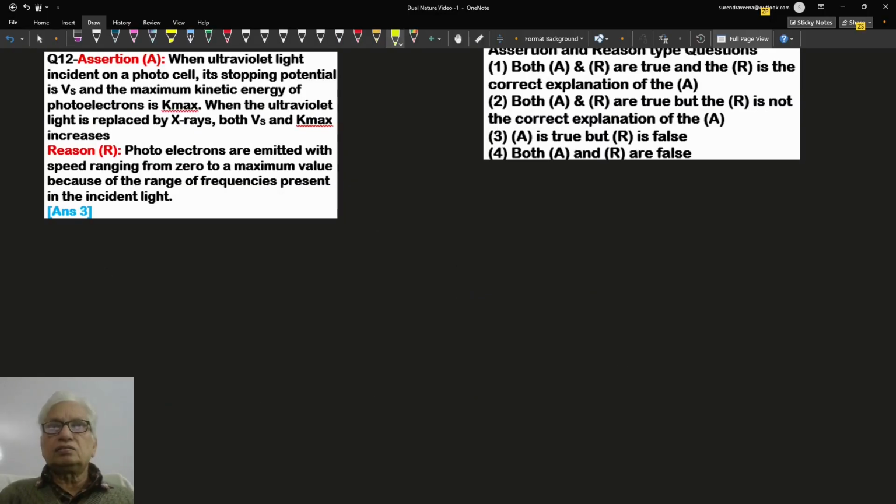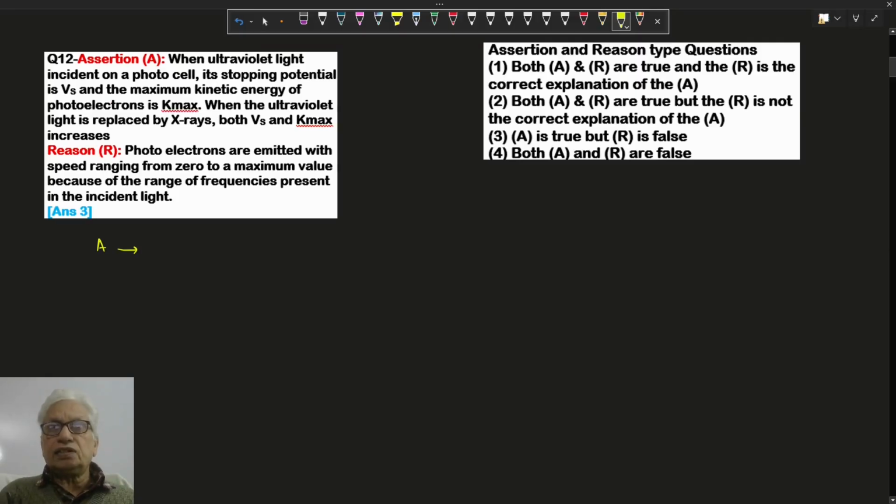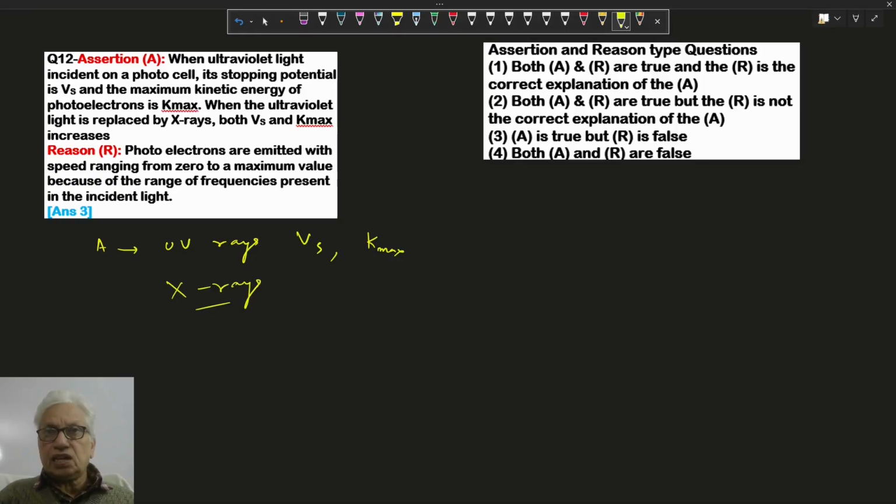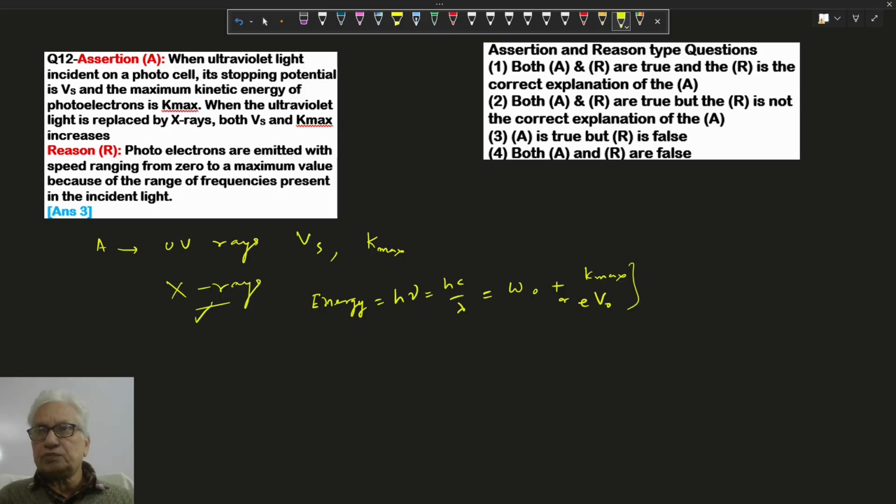Option 2 is correct. So in this question, the assertion: when ultraviolet rays are incident on the photocell, there is a stopping voltage and kinetic energy. When the ultraviolet is replaced by X-rays, the X-ray frequency is more, so the energy is more. The wavelength is less, but the energy is more. The energy h nu, or hc by lambda, equals the work function plus the kinetic energy, or eV naught, where V naught is the stopping voltage. For X-rays the frequency is high, so the kinetic energy and stopping voltage must increase. So this assertion is correct.